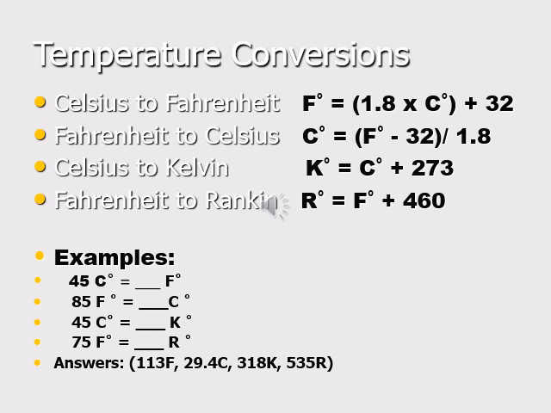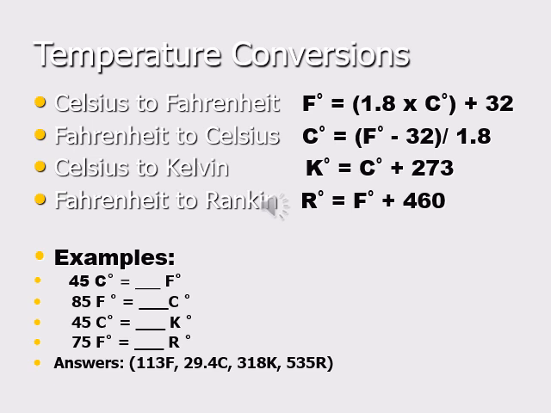To convert temperature from one scale to the other, we use the following standard formulas. Degree F equals 1.8 times degree C plus 32. Degree C equals degree F minus 32, divided by 1.8. Degree K equals degree C plus 273. Degree R equals degree F plus 460.